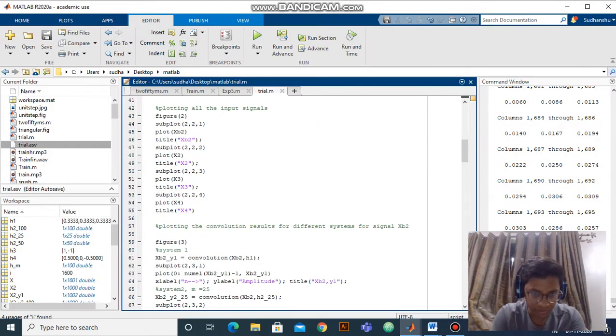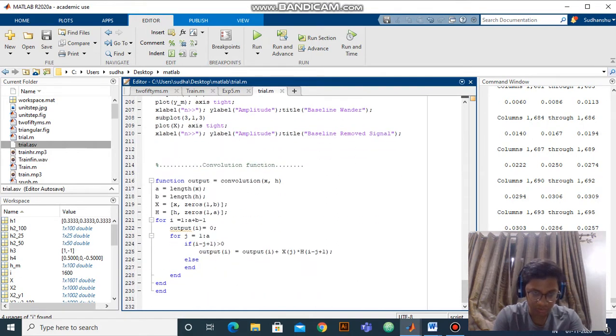Now to do convolution, we have defined the convolution function over here. It takes in the signal and the impulse response as the input. As we know, the total number of non-zero elements in a convolution is equal to the length of the input signal plus the length of the impulse response minus 1.